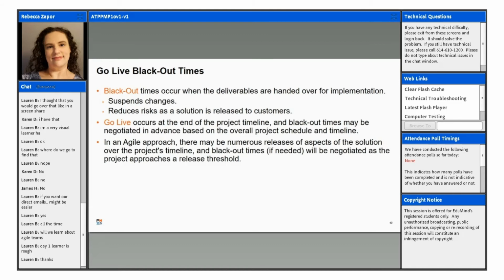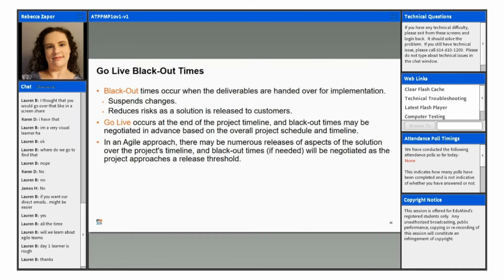And if the project is run in a traditional way, more of a waterfall methodology, go lives typically are at the end of the project, and blackout times might have to be negotiated in advance based on the overall project schedule and timeline.